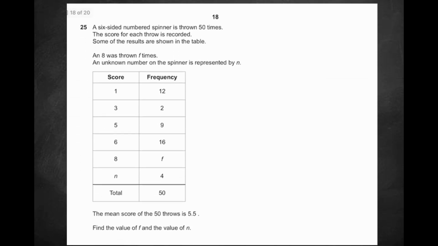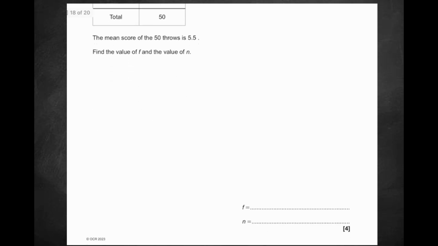Question 25. A 6-sided numbered spinner is thrown 50 times. The score for each throw is recorded. Some of the results are shown in the table. An 8 was thrown F times. An unknown number on the spinner is represented by N. The mean score of the 50 throws is 5.5. Find the value of F and the value of N.